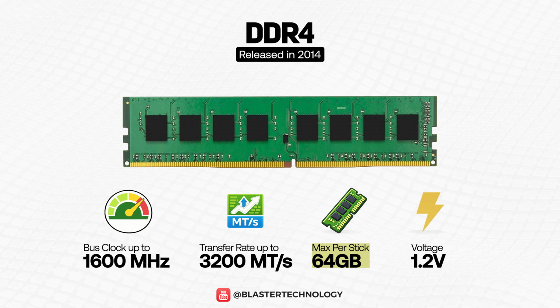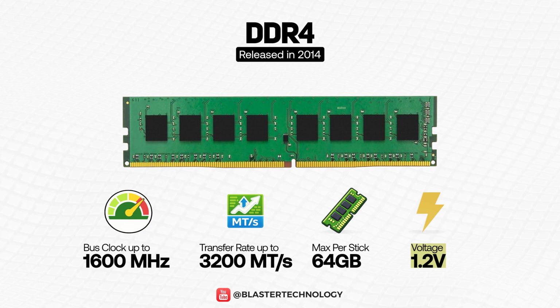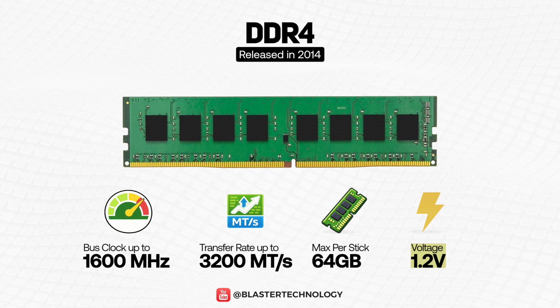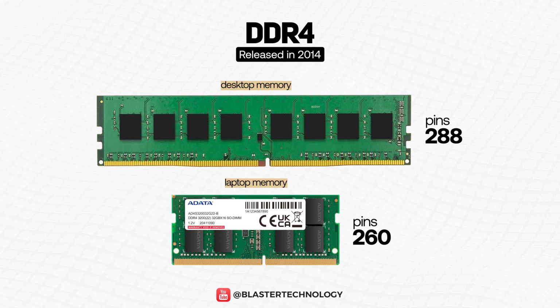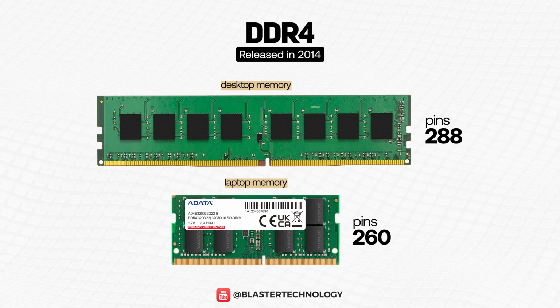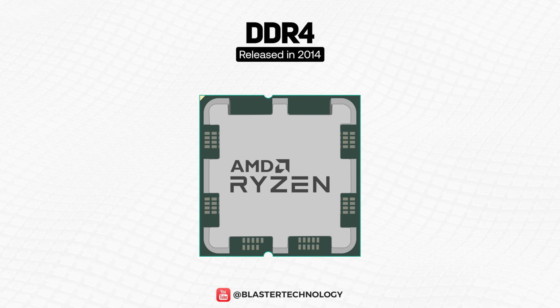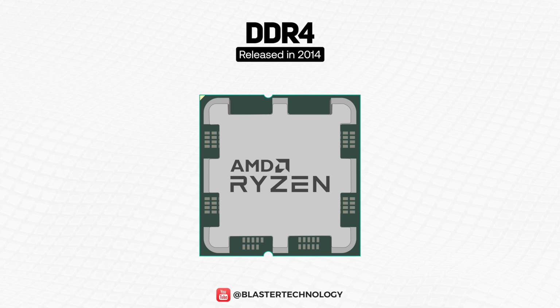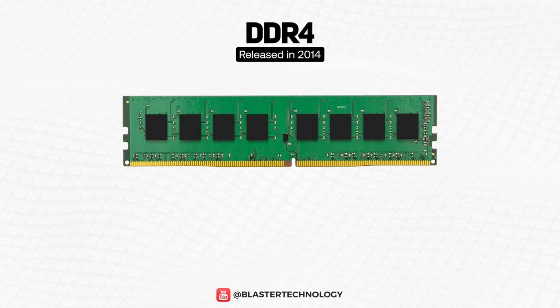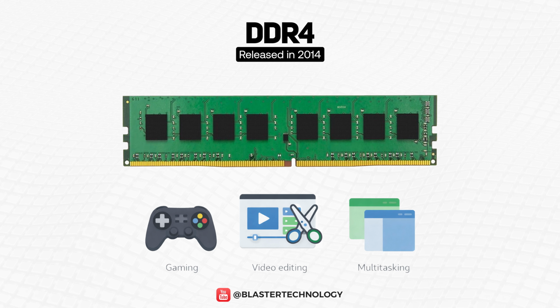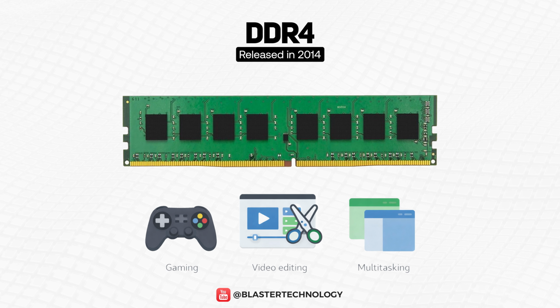The maximum capacity reached 64 GB per stick, and the operating voltage was reduced to 1.2 volts. For desktop systems, DDR4 modules use 288 pins, while laptops use 260 pins. With the rise of modern multi-core processors, especially on the AMD Ryzen platform, DDR4 became the preferred memory generation for gaming, video editing, and multitasking.